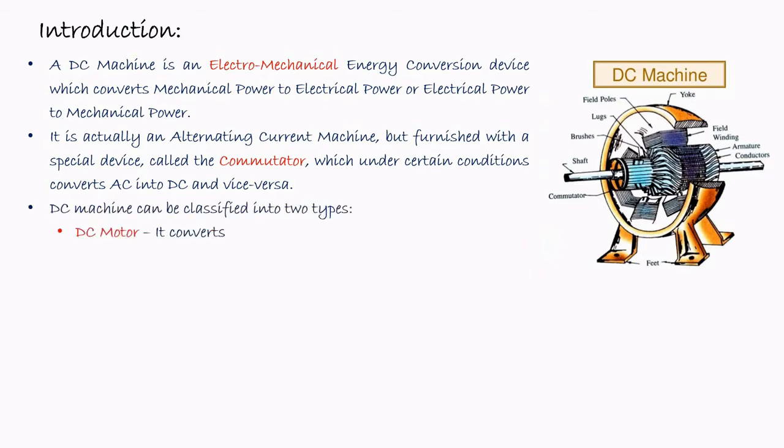The DC machine can be classified into two types. First of all, the DC motor. It converts DC electrical power to mechanical power. The DC motor basically operates based on the Lorentz formula, which is represented by F = B I L, where B is the flux density, I is the current flowing through the conductor, and L is the length of the conductor. It states that when a current carrying conductor is placed within a magnetic field, then a force will be developed on the conductor.